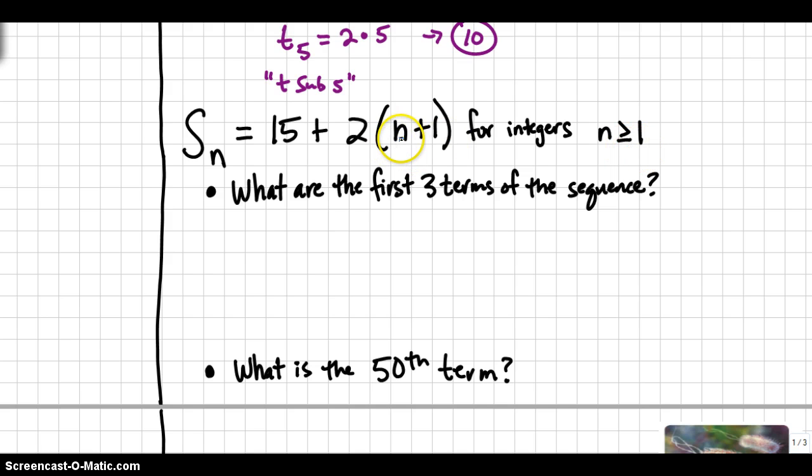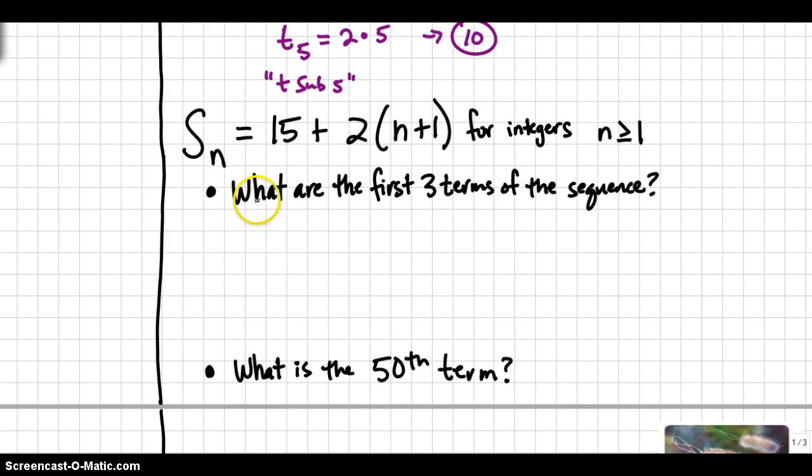You would not use a negative number because you can't have a negative number in a sequence. You could have a negative number in the sequence itself, but the term number would never be a negative. So they're just making sure that they're being extra thorough here and extra clear. They want us to find the first 3 terms of the sequence.